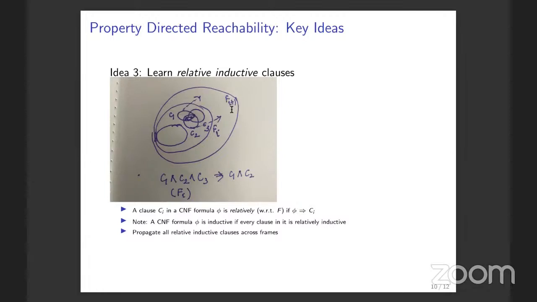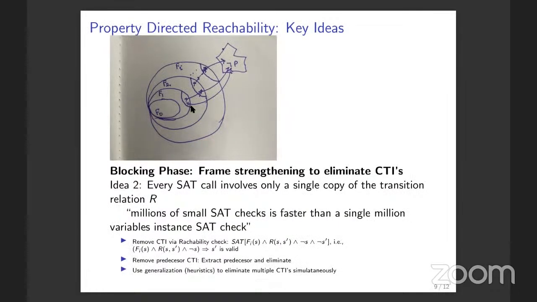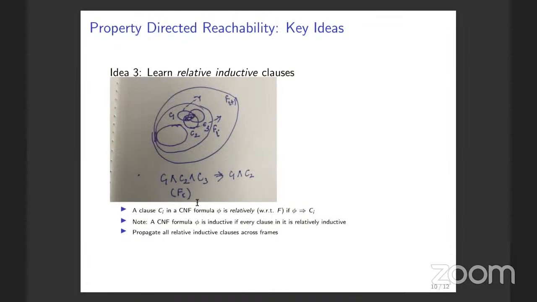Okay, so in summary, 3 critical ideas. One is that it keeps multiple candidate invariant frames so that it can reduce all the SAT checks to ones involving a single transition. Then it does elimination of counterexamples to induction by strengthening, and in addition it learns certain relative inductive clauses which it uses. Okay, so these are the 3 things.